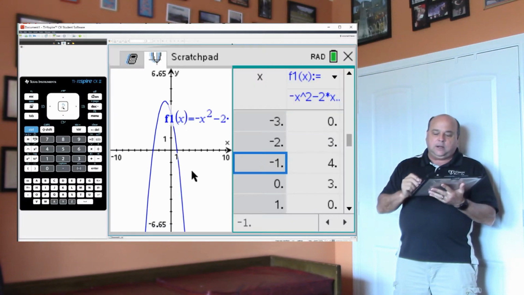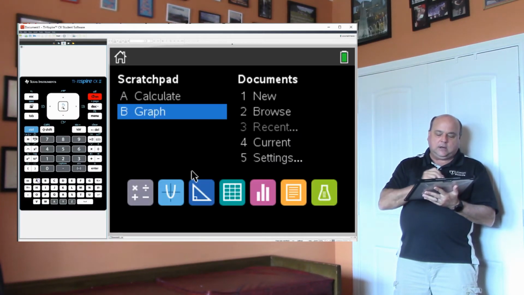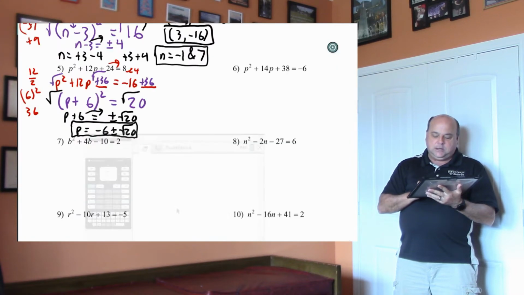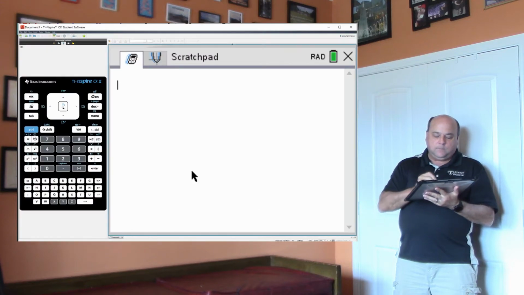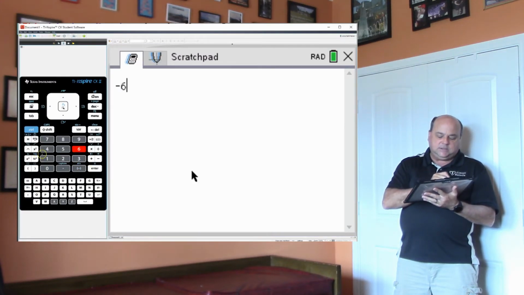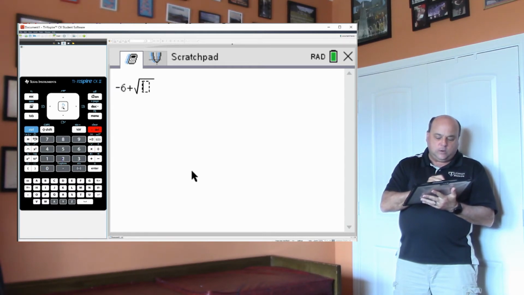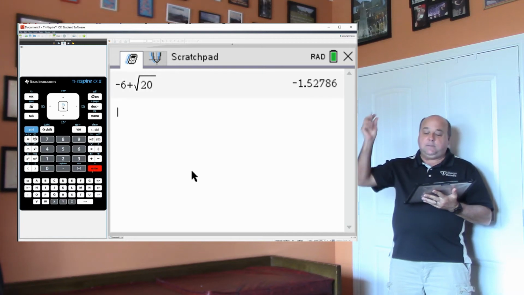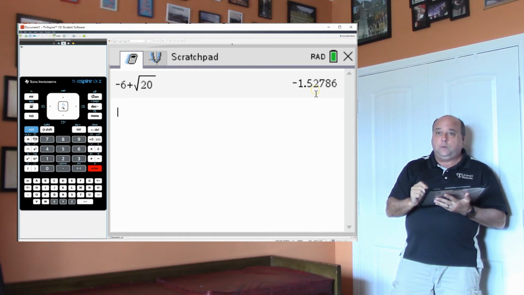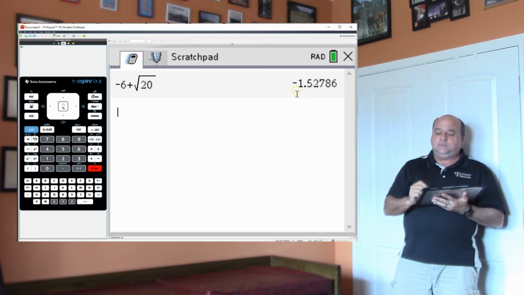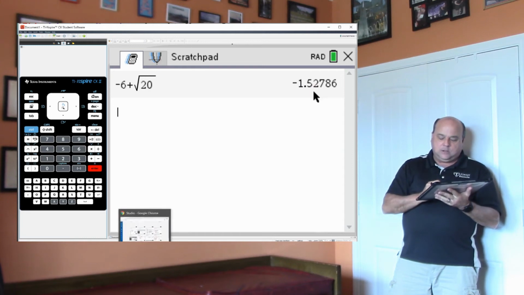Let's punch this in the calculator. So I'm going to go to the home, go to calculate, and I want to punch in, sorry about that, negative 6 plus the square root of 20. So negative 6 plus control x squared, 20, and then hit enter, and I'm going to get a big decimal. Let's round this to the 100th. So we're going to round the 2 to a 3, won't we? Because the 7 is going to make it go up. So negative 1.53.